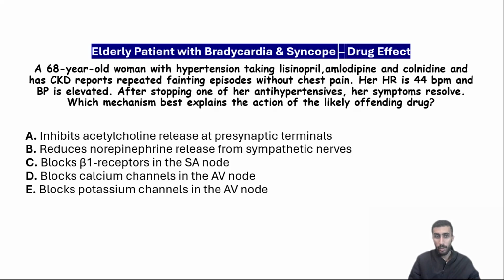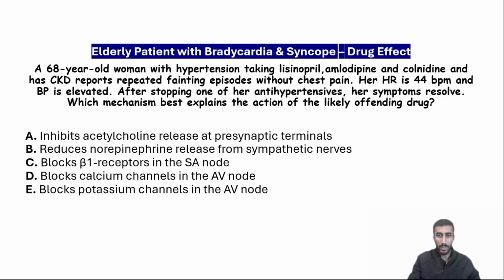This is a 68-year-old woman with hypertension taking lisinopril, amlodipine, and clonidine, and she has CKD. She reported repeated fainting episodes without chest pain. Her heart rate is 44 beats per minute and the blood pressure is elevated. After stopping one of her antihypertensives, her symptoms resolve. The question asks which mechanism best explains the action of the likely offending drug.